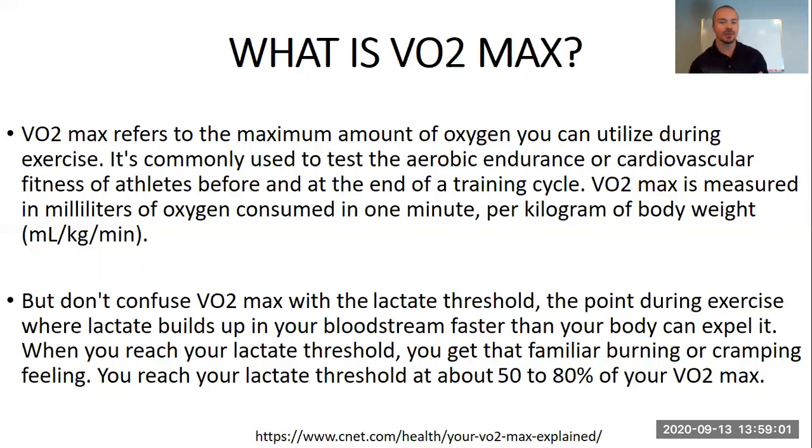But don't confuse VO2 max with lactate threshold, the point during exercise where lactate builds up in your bloodstream faster than your body can expel it. When you reach your lactate threshold, you get that familiar burning or cramping feeling. You reach your lactate threshold at about 50 to 80% of your VO2 max. So keep in mind that your VO2 max is greater than your lactate threshold, because when we start hitting that lactate threshold and we're having those burning or cramping feelings, we can keep working, we can power through it.